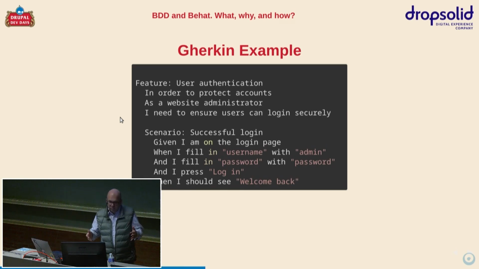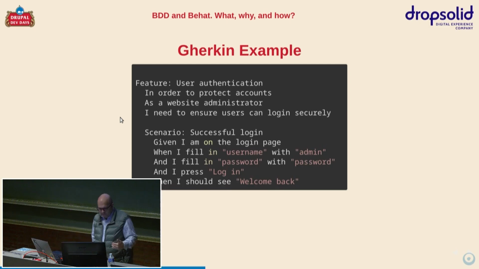So let's have a look at a real feature written in Behat. So, feature: user authentication, all right? In order to protect accounts, as a website administrator, I need to ensure users can log in securely. That's the feature. That's what we're going to test. And then goes the explanation of how the test should be executed. So, given I am on the login page, when I fill in username with admin, and I fill in password with password, and I press login, then I should see welcome back, right? That is simple. How does this work under the hood?